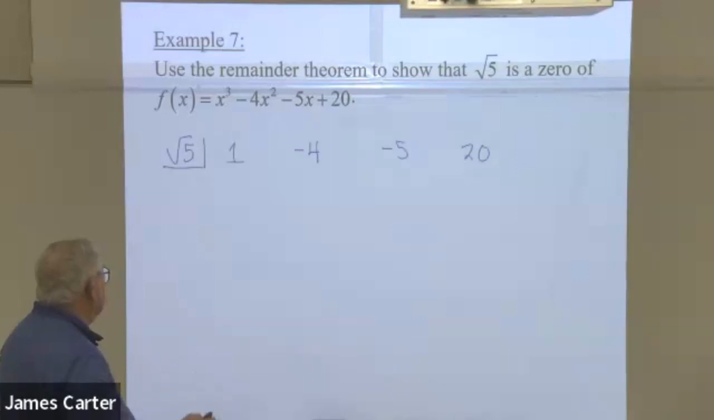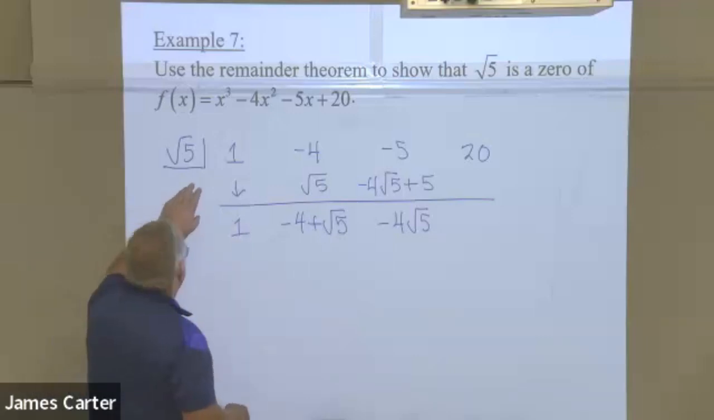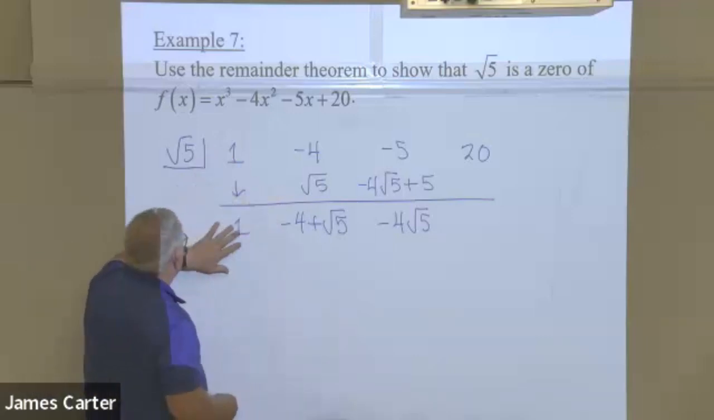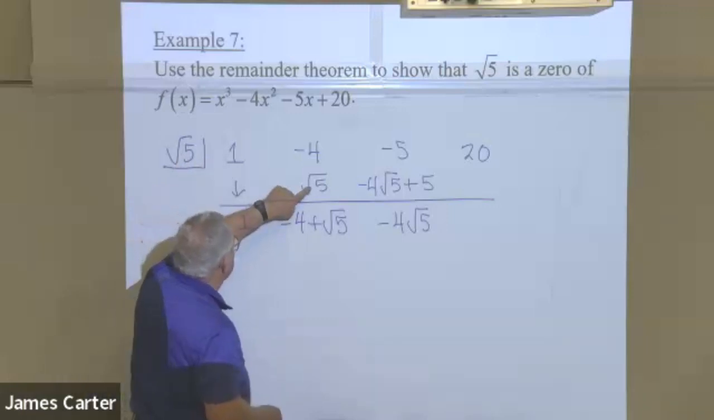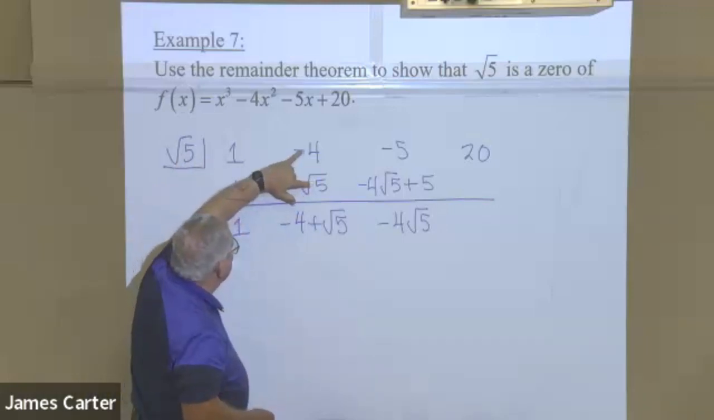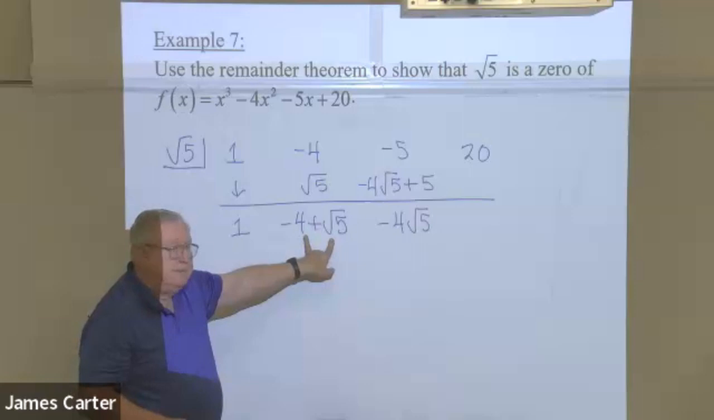It's our questionable zero. We write down the coefficients, and we do our synthetic notation. Now, I want to explain what we did here. Brought down the first. I took radical 5 times 1, gives me radical 5. These are unlike terms. So when you add them, they come out like this.